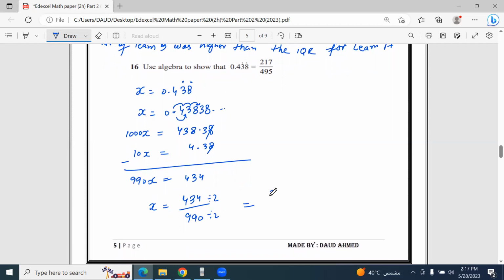That gives me 217 over 495. So we showed here that the recurring decimal is exactly equal to 217 over 495.